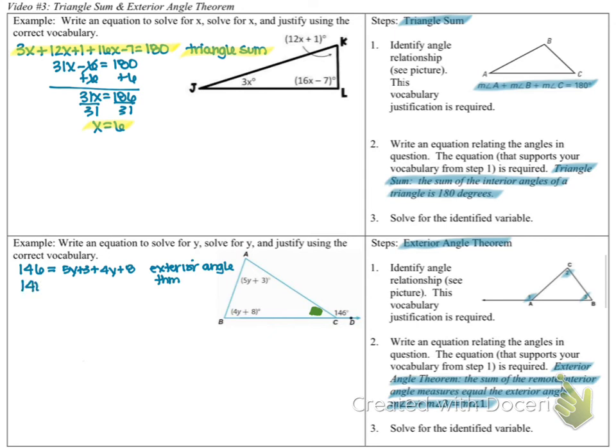So drop the 146 down. We're going to add the 5y and the 4y, which gives us 9y, and the 3 and the 8 give us 11. Let's subtract the 11 from the other side. That's going to give us 135 equals 9y, and then we divide by 9. 135 divided by 9 gives us 15. So our value for y is going to be 15. So I identified the relationship, wrote the appropriate equation, and then successfully solved the equation.